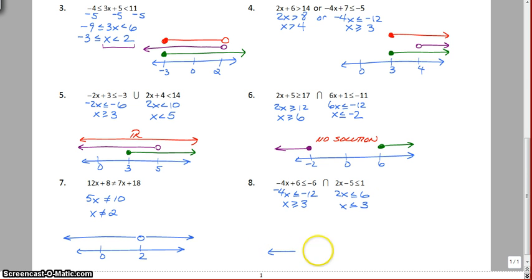Number line: 0, 3. So let's think about this guy. First one, x is greater than or equal to 3. Next one, x is less than or equal to 3. This is an AND statement. What is the only number that is less than or equal to 3 and greater than or equal to 3 at the same time? The answer is 3.